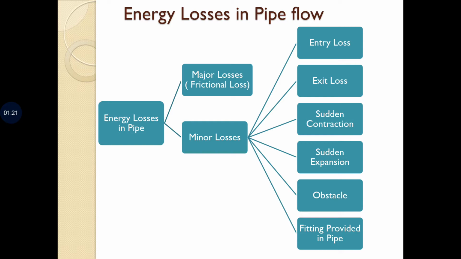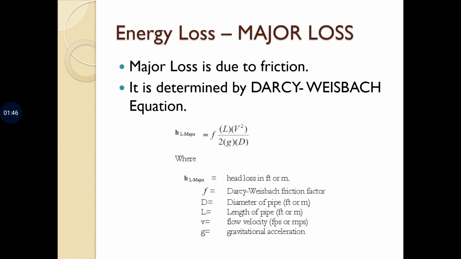Major loss is due to friction loss and minor losses are due to loss due to entry, loss due to exit, sudden contraction in the pipe or sudden expansion in the pipe, any obstruction in the pipe, or any fittings provided in the pipe like T-section, bend, elbows, etc.